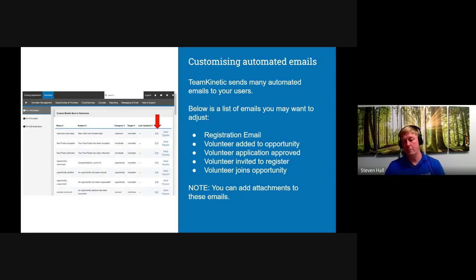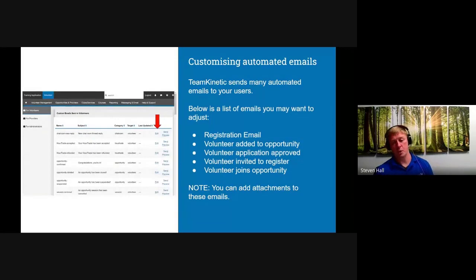The key ones that people tend to be most interested in is obviously the registration email, because every volunteer who registers is going to read that email, or at least have access to it. Volunteer added to an opportunity. So if you manually add a volunteer to an opportunity, they get an email. You've been added to such-and-such opportunity, what does that email say?